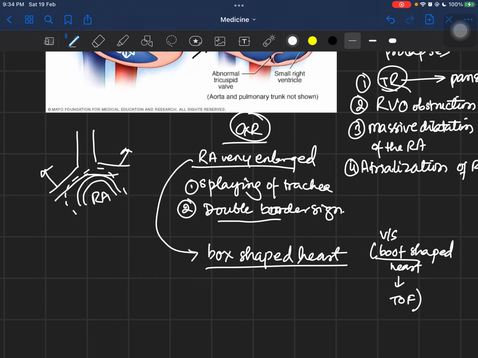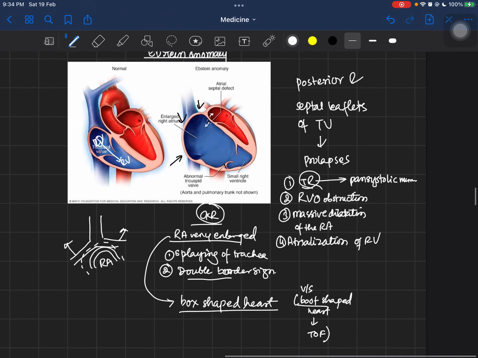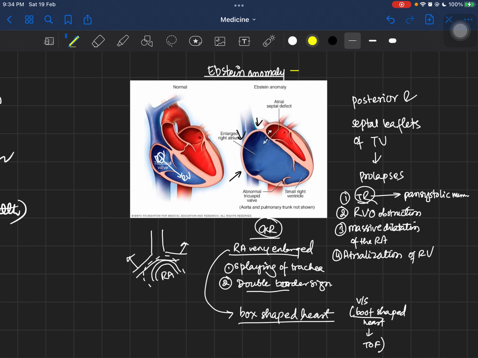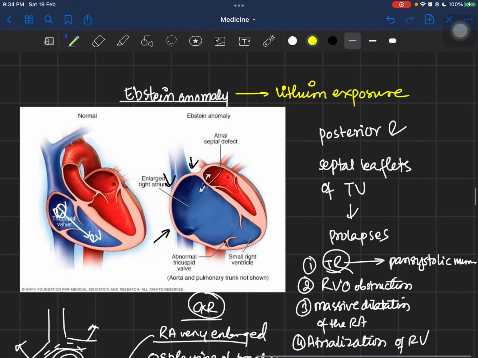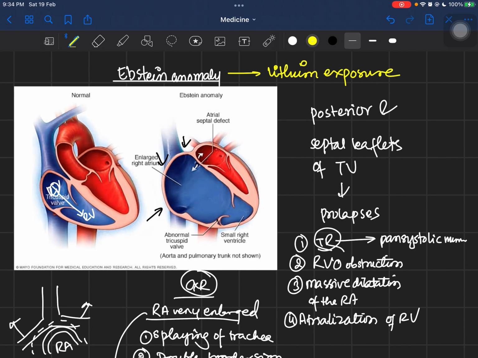So there are certain conditions associated with Ebstein anomaly. Very classically, we see this anomaly with intrauterine lithium exposure. Let's say a lady who has bipolar disorder, who had been taking lithium, got pregnant, and didn't know, and this baby also got intrauterine exposure to lithium. So this can cause Ebstein anomaly. Another association of Ebstein anomaly is Wolff-Parkinson-White syndrome.